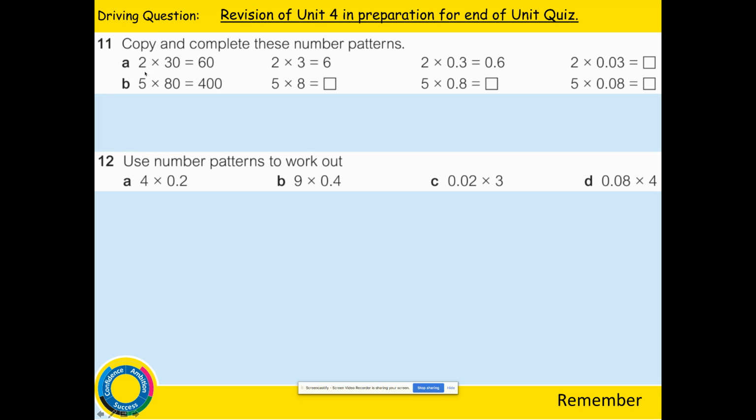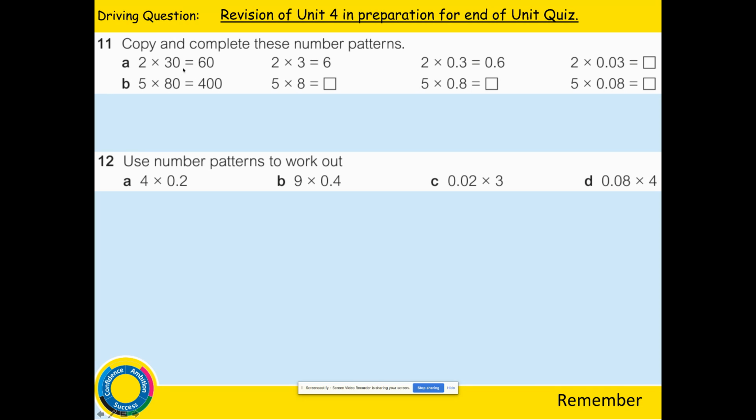Okay, 11a. Our first question here is 2 times 30, which is 60. We can do 30 add 30, it makes 60. 2 times 30 is 60. You know what 2 times 3 is, but let's just look at what's happening with the pattern.